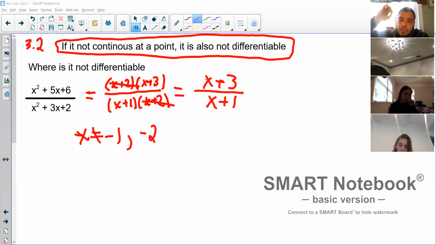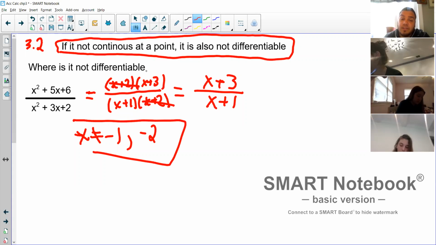But we don't care what type of discontinuity it is. As long as it's not continuous, we know it's not differentiable. So even though I can simplify it and it will change the type of discontinuity, we don't care, in this case, for the differentiability. So when the question is, where is this not differentiable? It is not differentiable at x equals, I should say, x equals 1, -1, and -2.